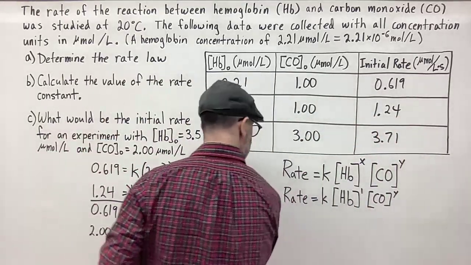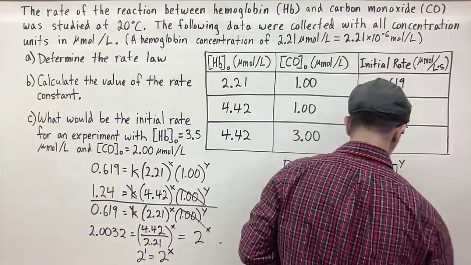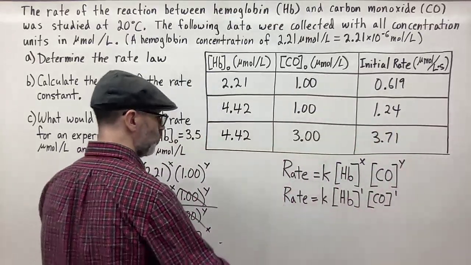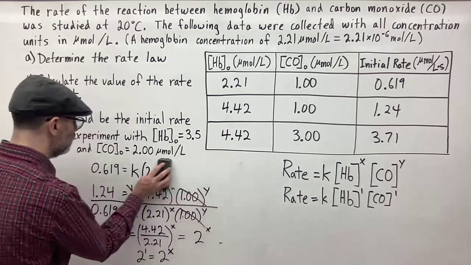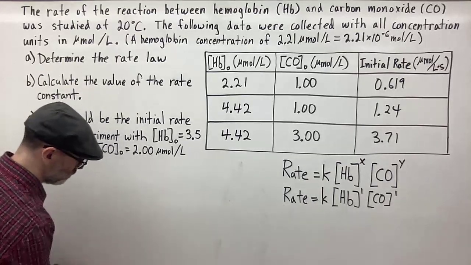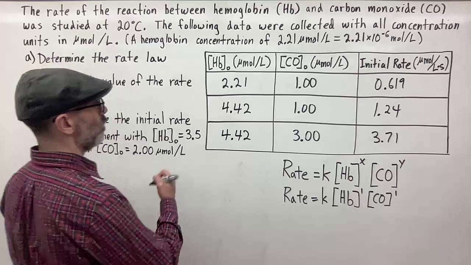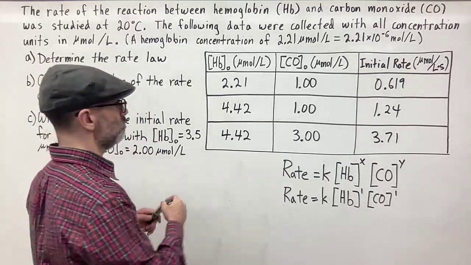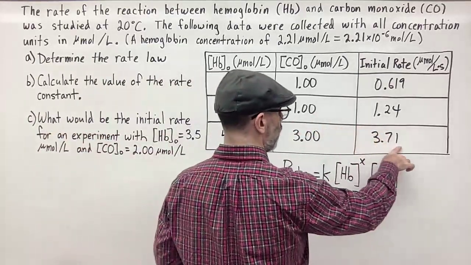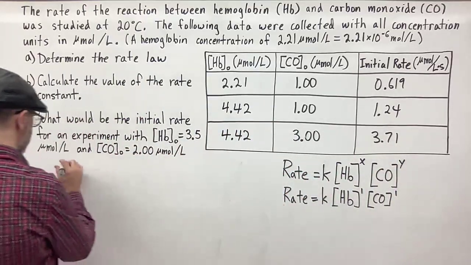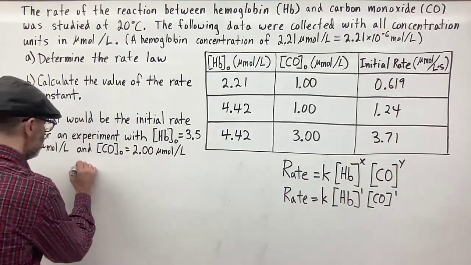And oops, I forgot the 1. So, we could figure that out mathematically again. So let's go ahead and do that for those two trials. So again, the rate is going to be 3.71 for this trial here. So we'll do that one first.